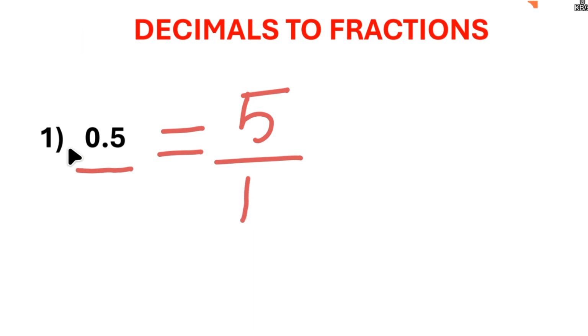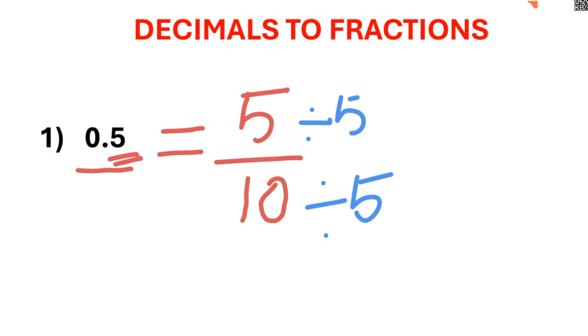Afterwards, we have to count the number of digits in decimal part. In decimal part, there is only one place, 5. So, only one 0 we have to add here. 5 by 10 is the fraction form. We have to simplify this fraction. 5 divided by 5, then 10 divided by 5. If we simplify, we get 1 by 2. It is the simplest fraction for this decimal.